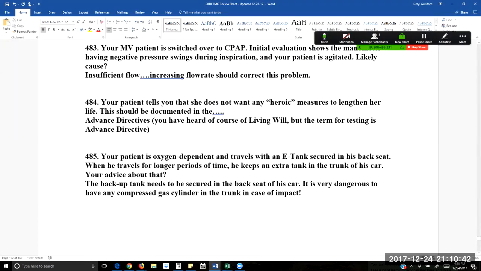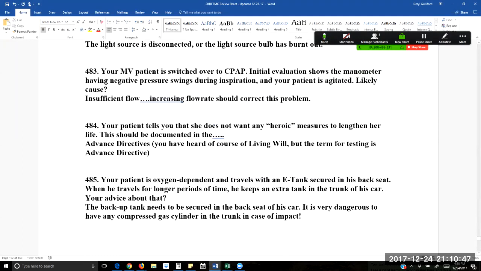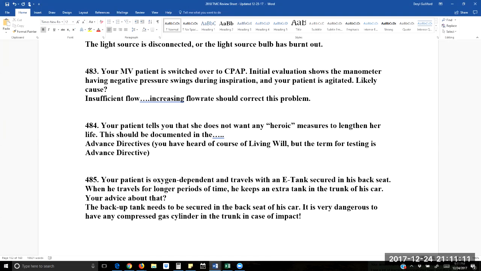483, your mechanical ventilation patient has switched to CPAP. Initial ventilation shows the manometer having negative pressure swings during inspiration, and the patient's agitated. So what's causing that? You don't have enough flow. Insufficient flow will not meet the patient's inspiratory demand. That means they're going to be very uncomfortable, and you're going to see a negative pressure swing. They're losing their CPAP because we don't have enough flow set. That has to be fixed.